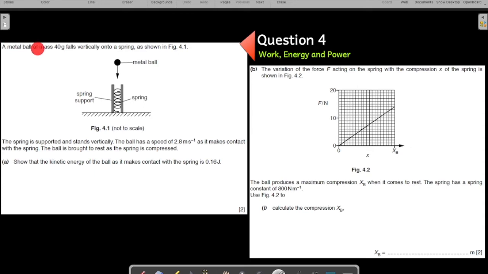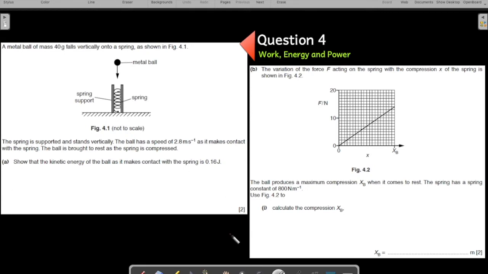A metal ball of mass 40 grams falls vertically onto a spring as shown in this figure. If you see what is happening, it is not so difficult to understand. The spring is supported and stands vertically. The ball has a speed of 2.8 meters per second as it makes contact with the spring. The ball is brought to rest as the spring is compressed. Show that the kinetic energy of the ball as it makes contact with the spring is 0.16 joules.